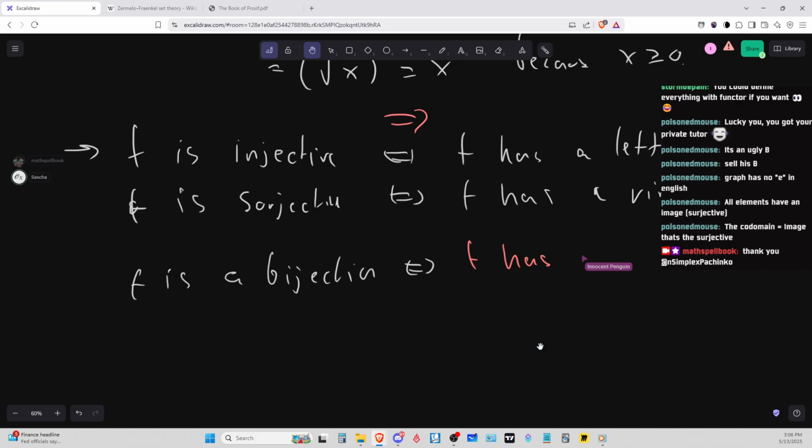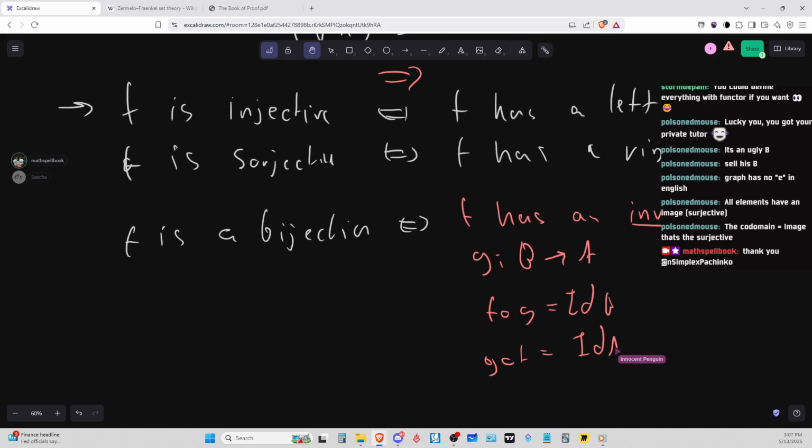When I wrote an inverse without specifying which one is left or right, this means both. So it means there exists a G that goes from B to A, such that F of G is equal to the identity on B, and G after F is the identity on A.